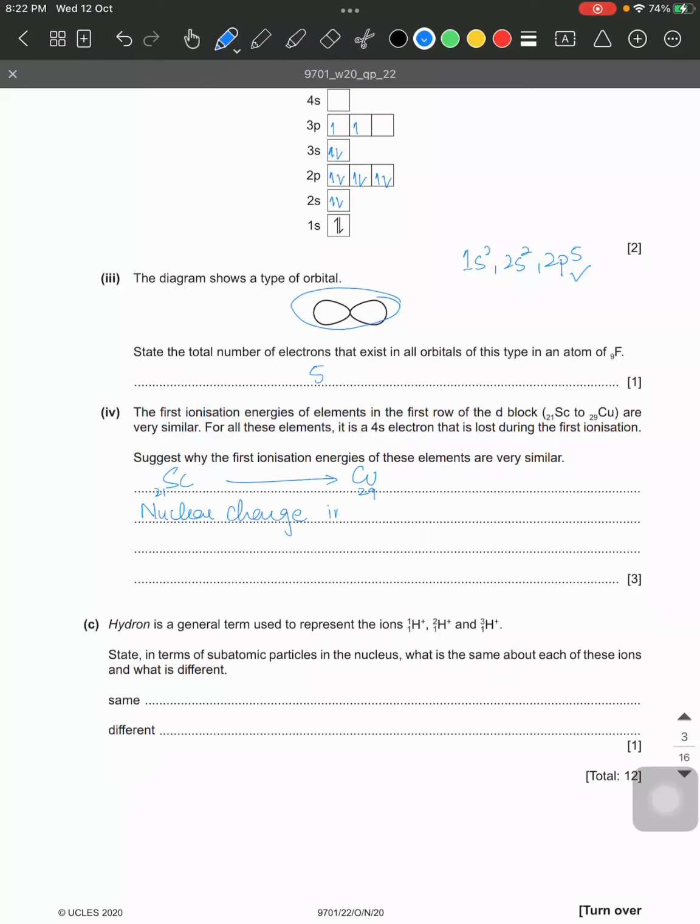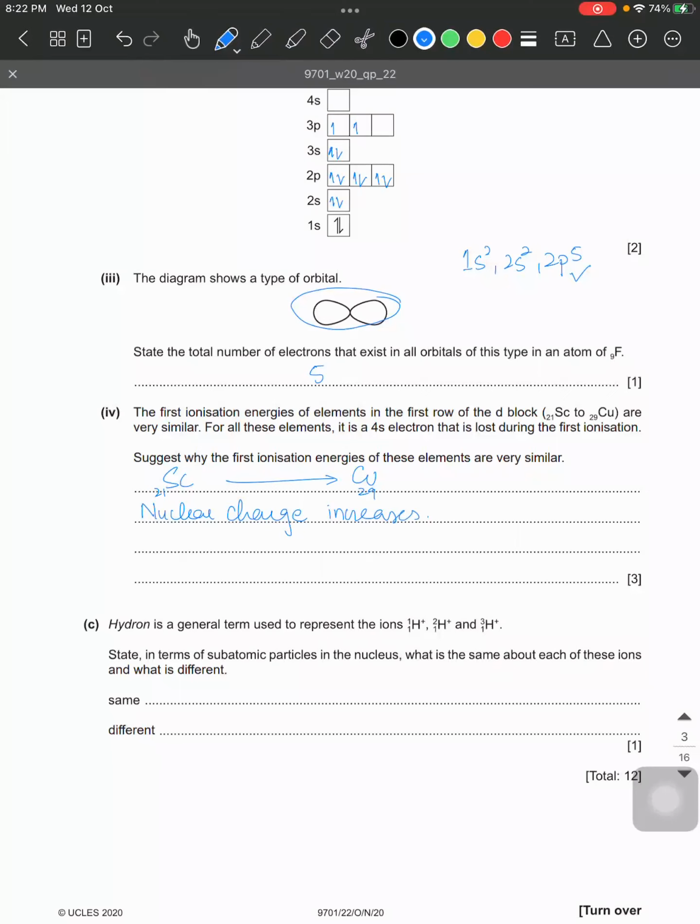You can say that nuclear charge increases from scandium to copper, right? I'm not writing the complete statement or the frame of the answer. You need to write from scandium to copper, the nuclear charge increases. And we know why the nuclear charge is increasing, because the number of protons in the nucleus is increasing, right? But if you talk about the last shell, which is 4s, right?